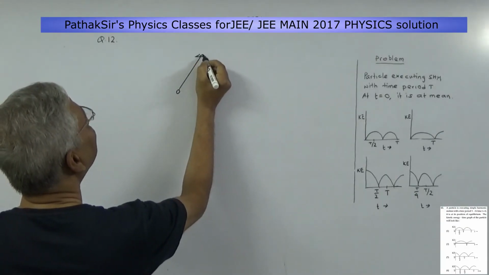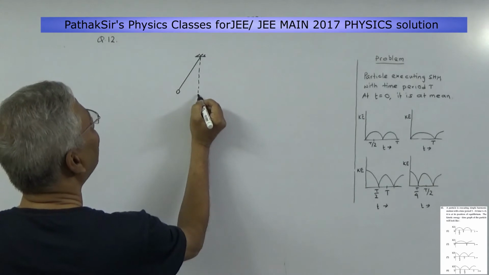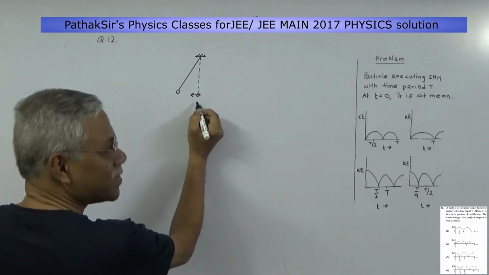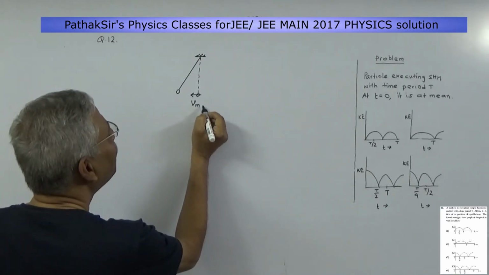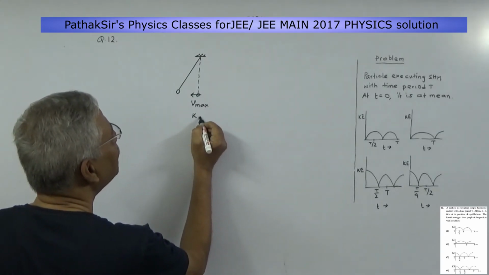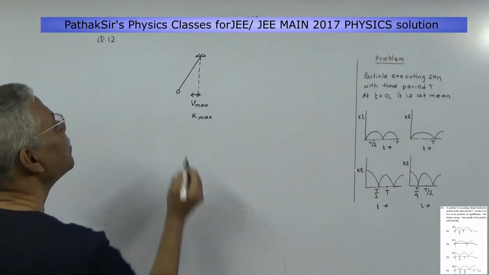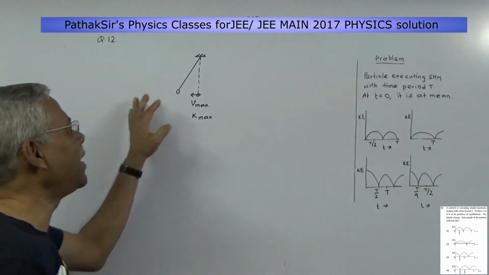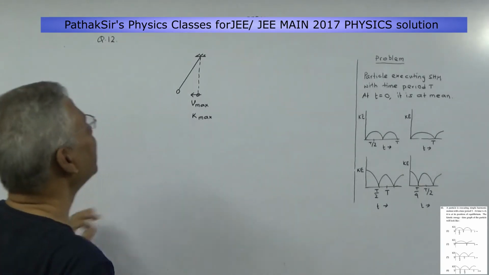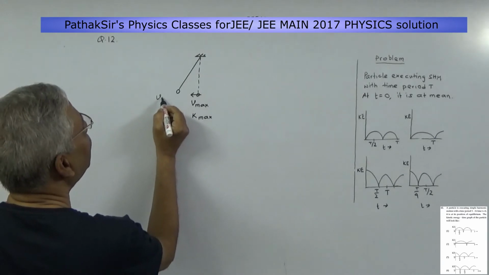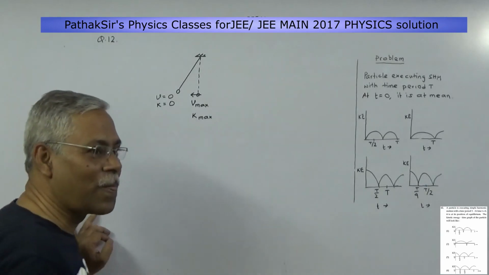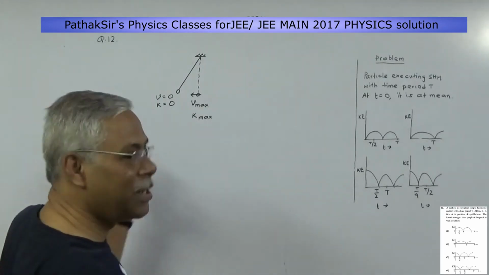Consider an example of SHM. This is executing SHM. It is passing through the mean position with maximum velocity. So here the kinetic energy is obviously maximum. Then here the particle comes to momentary rest. For a moment it becomes stationary. So at the end position velocity equals 0, then kinetic energy is also 0. That is minimum.